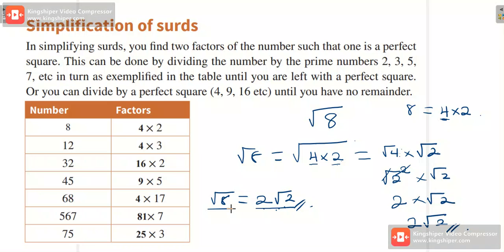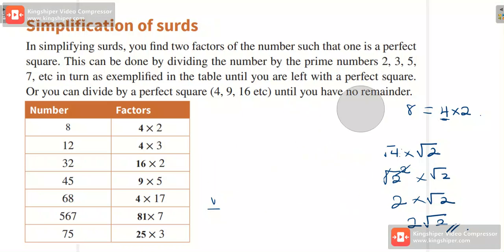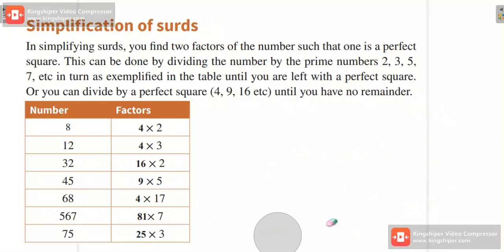So that is how to simplify a surd. Now let us take the next example. I'll be picking values randomly from the table.